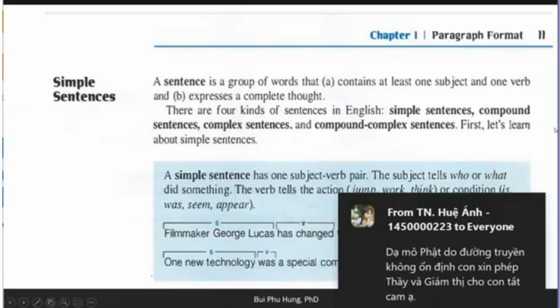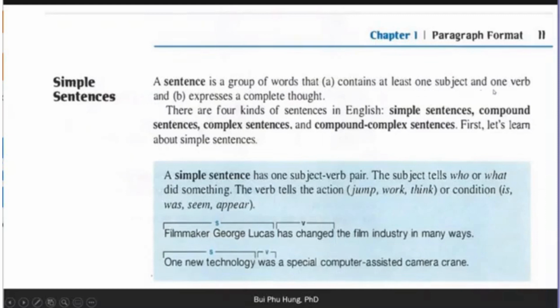All right. So in terms of structure, subject, verb. In terms of idea or meaning, a complete thought. All right. And there are 4 kinds of sentences in English: simple sentences, compound sentences, complex sentences, and compound complex sentences. Right. Now, let's first learn simple sentences.